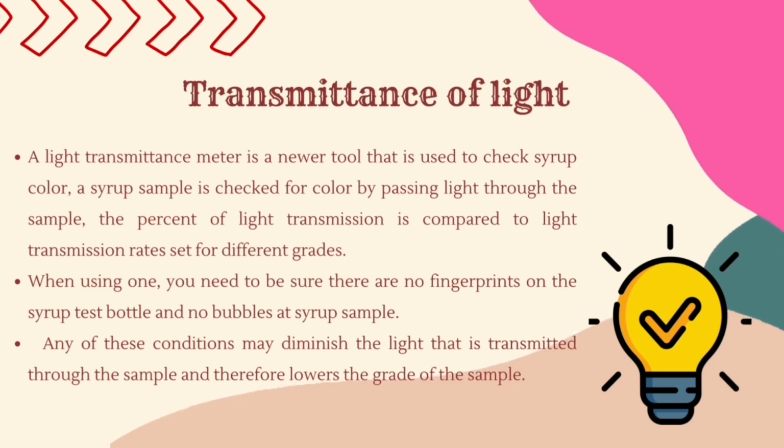Transmittance of light. A light transmittance meter is a newer tool that is used to check syrup color. The syrup sample is checked for color by passing light through the sample. The percent of light transmission is compared to light transmission rates for different grades. When using one, you need to be sure there are no fingerprints on the test bottle and no bubbles.